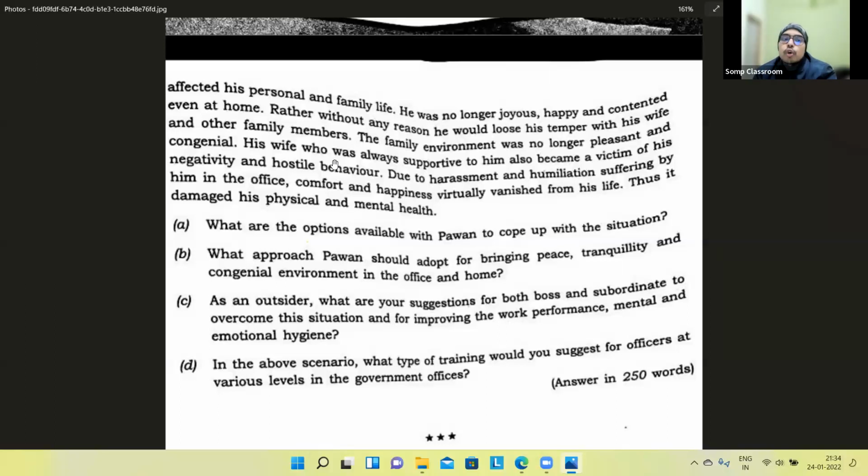Now, here comes your role. As an outsider, what are your suggestions for both boss and subordinate to overcome this situation and for improving the work performance? Now, to improve work performance, can anyone suggest what you have thought or what is in your mind? Again, I want your answer from your side. Then I will give mine.